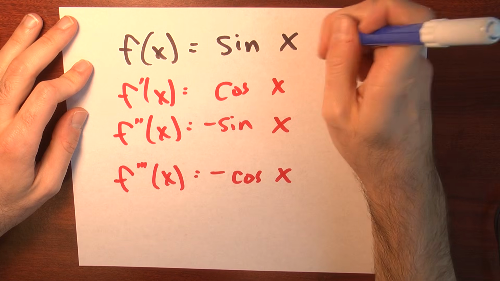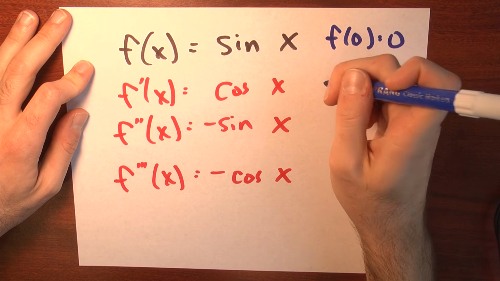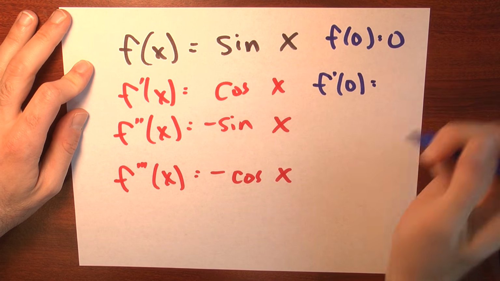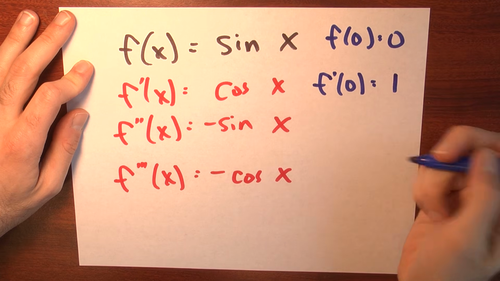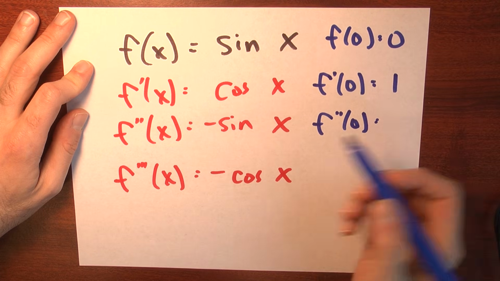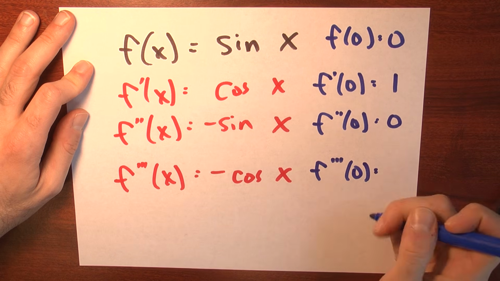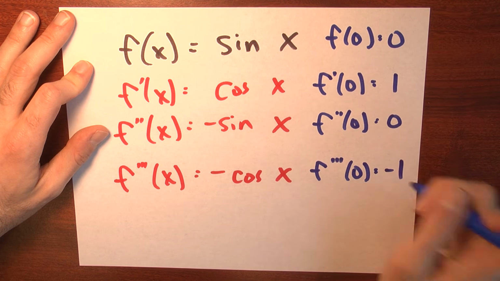Well, the function's value at 0, right? What's sine of 0? That's 0. What's the derivative at 0? Well, it's cosine of 0. That's 1. What's the second derivative at 0? Well, that's negative sine of 0. That's 0. What's the third derivative at 0? Well, that's negative cosine of 0. That's negative 1. Now I've got all the pieces ready.